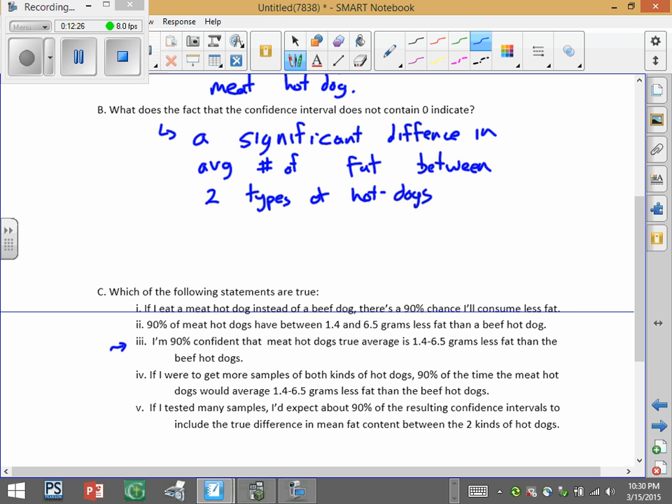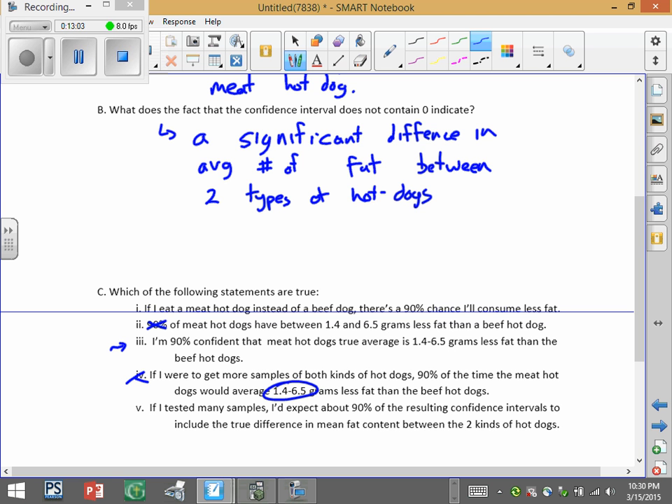It looks like 3 could be right. We're not making a comment about 90% of the hot dogs. We're 90% confident. So it does look like meat hot dogs had less, and I believe 3 is it. But let me go through and make sure 4 and 5. If I were to get more samples, 90% of the time meat hot dogs would average. Well, this isn't true because this makes the interval get stuck. Look up at the front of the room or at the side of the room. Intervals are never stuck. This makes it seem like 90% of the intervals will have the exact same endpoints. That's not true.